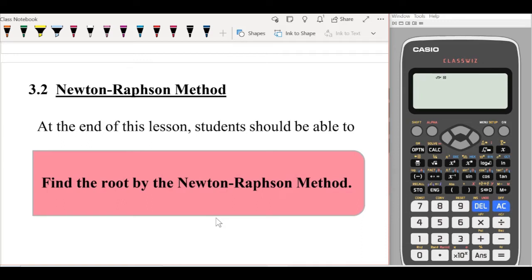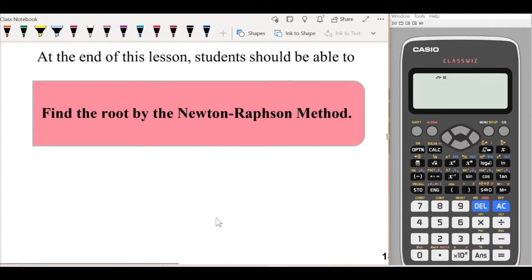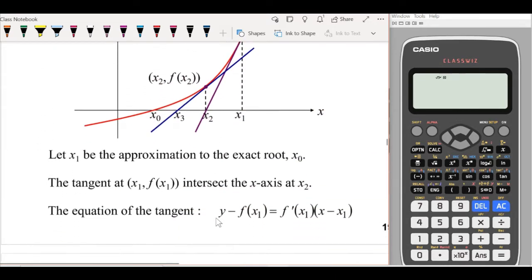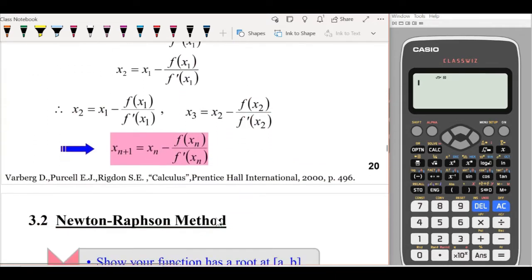In this video, we will learn how to solve a solution of nonlinear equation by using the Newton-Raphson method. Before we begin, make sure you already prepare your calculator with you so that we can solve it together. So let's do the first example of the Newton-Raphson method.